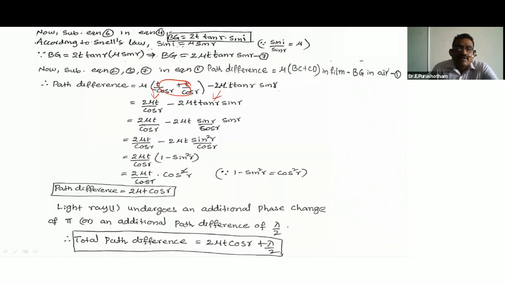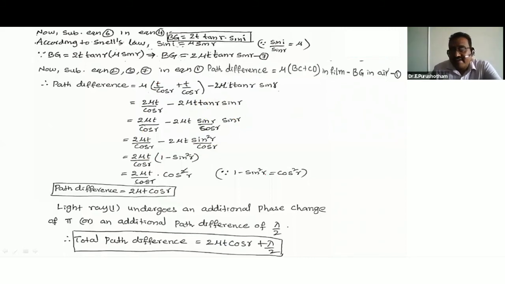We can write 2 mu T cos R minus, this is as it is. So 2 mu T cos R, this is 2 mu T as it is up to here. What is tan? Tan R is equal to sin R by cos R. So remaining same. 2 mu T cos R minus 2 mu T sin R into sin R, sin square R by cos R. So just take a common factor, 2 mu T cos R, out, remaining 1 minus sin square R.